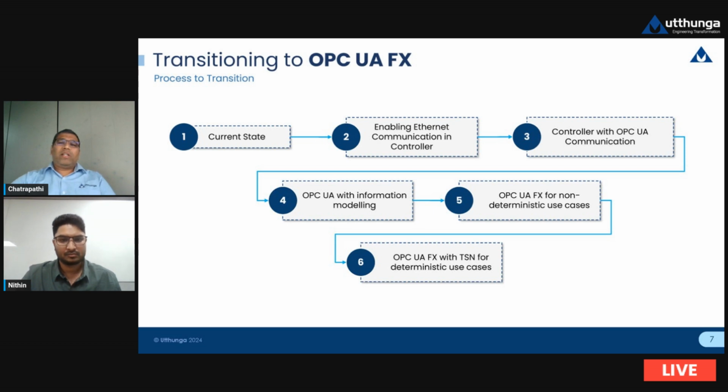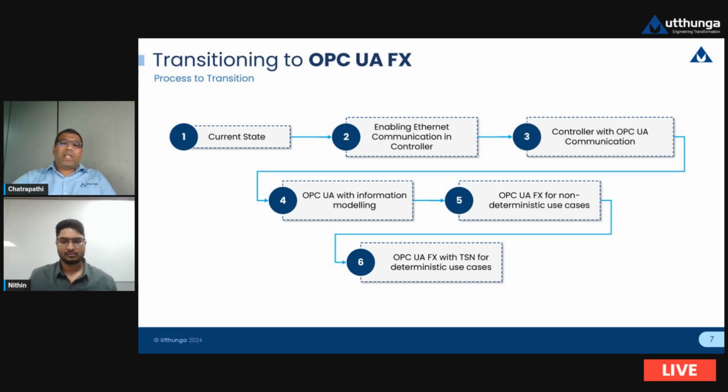So it depends on the composition of the current machine that you are looking at, where you are trying to adopt OPC UA FX, and it also depends whether you are a machine builder who is trying to adopt OPC UA FX, or you are an OEM who wants to produce components so that machine builders can adopt OPC UA FX. So from that perspective, some of these are applicable to you, some of these are not applicable to you.